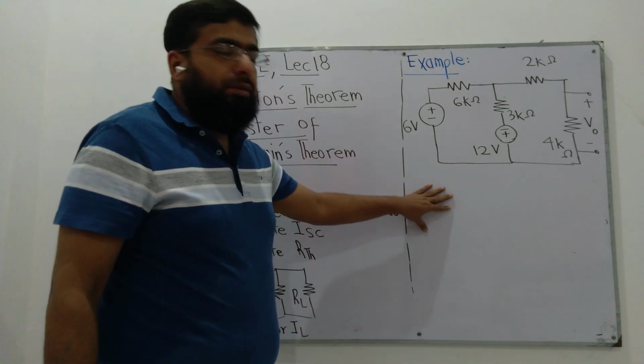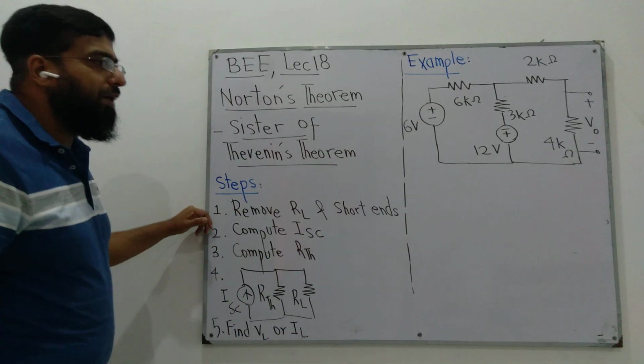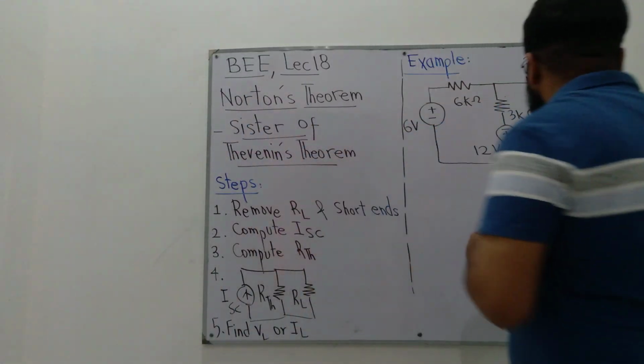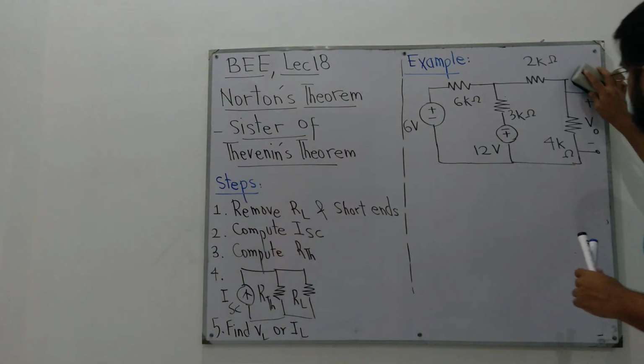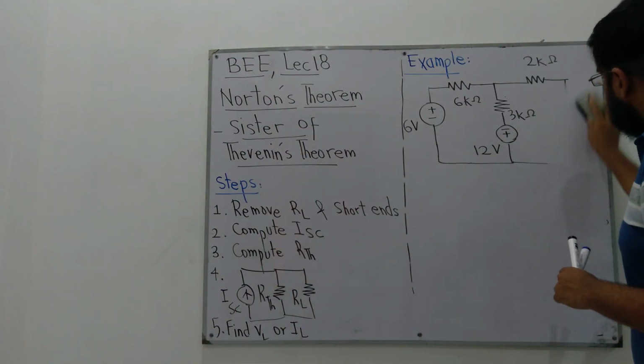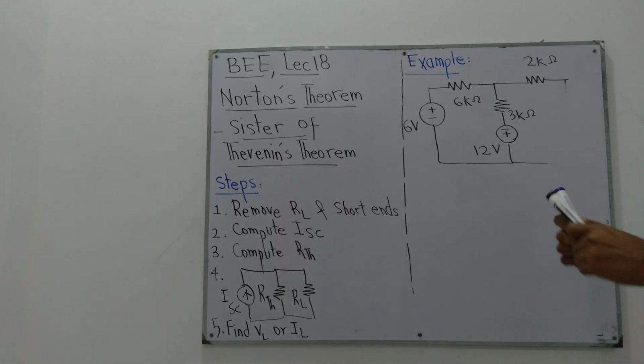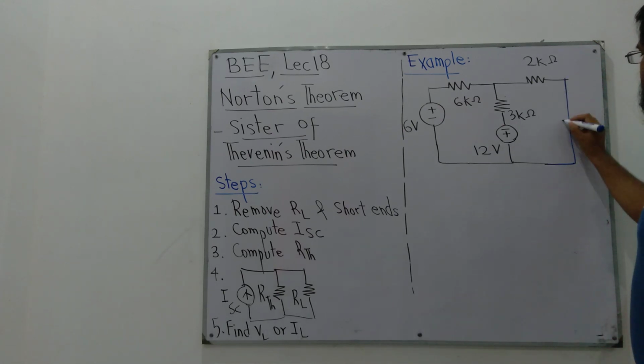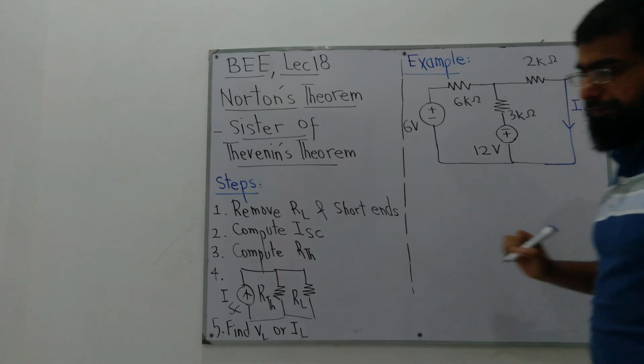Let's start with step number 1: remove RL and short circuit the open ends. What is step number 1? Remove this 4 kilo ohm load and short circuit these ends. Then find ISC.